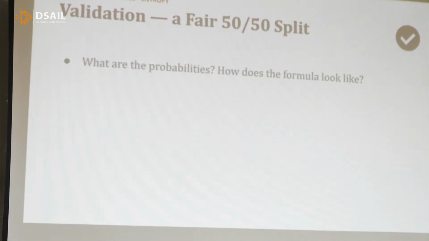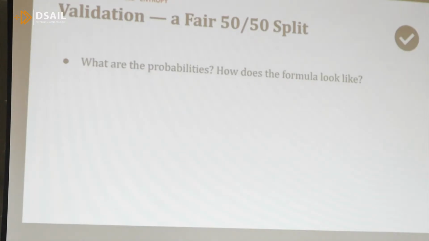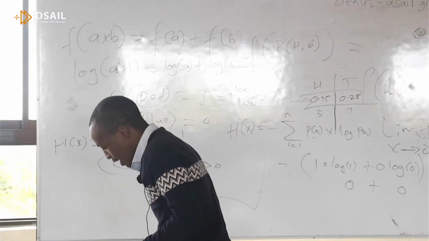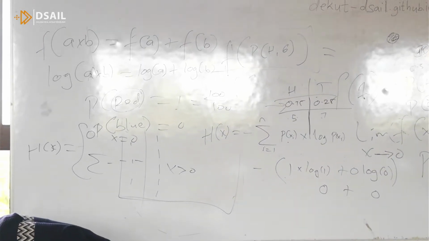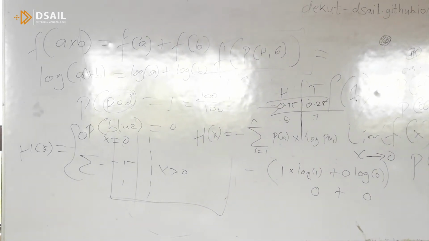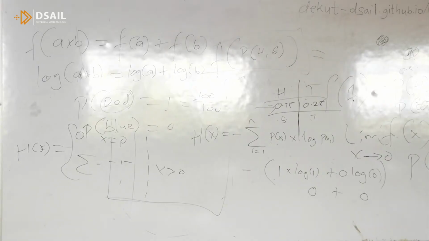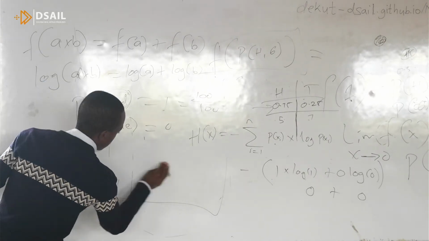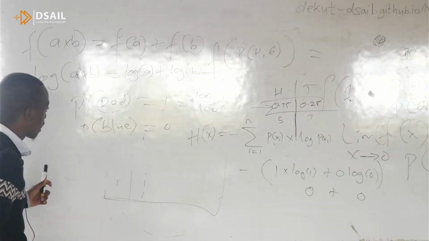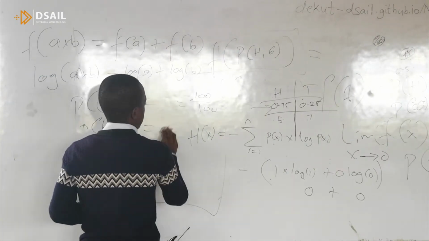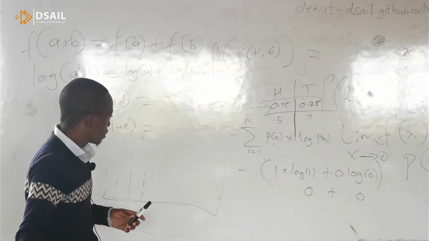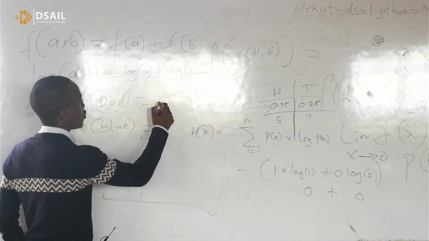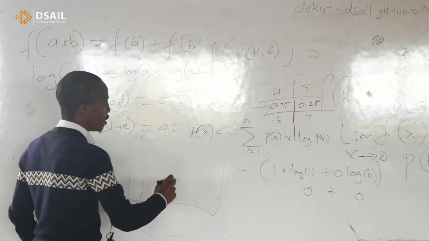So let's do a 50-50 split and see what entropy you get from there. Let's say the probability of picking a red ball is 50%. The probability of picking a blue ball is 50%. What will be the values and what is the entropy that arises out of that? So let's go step by step. This is H of x. The probability of being red is 0.5, and this is 0.5, isn't it?